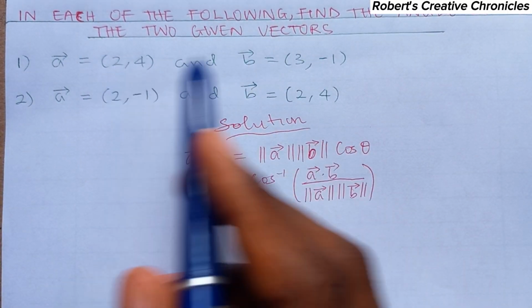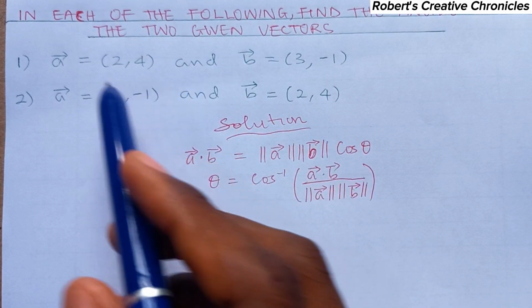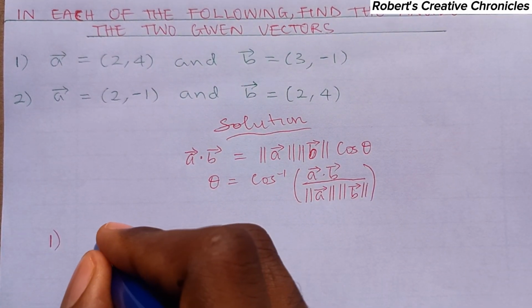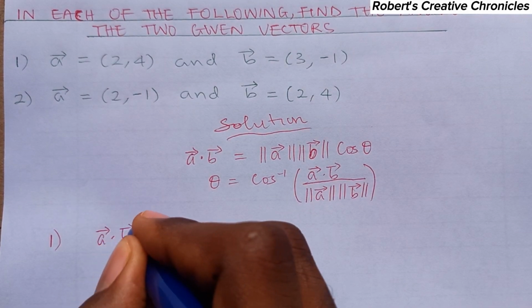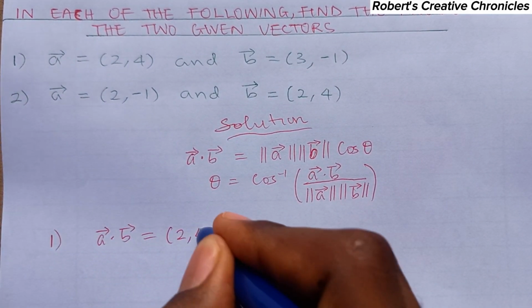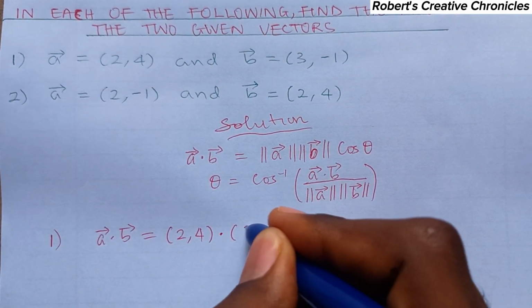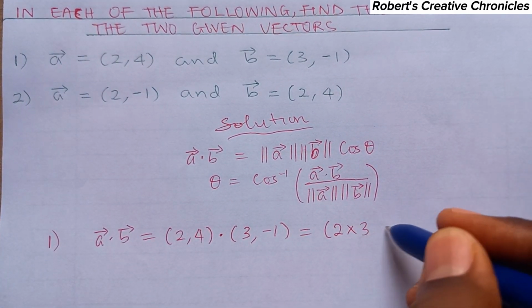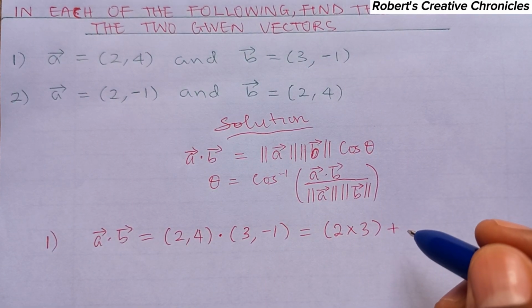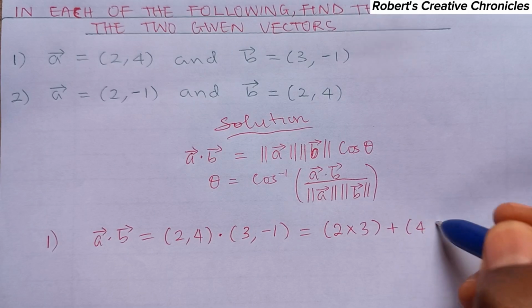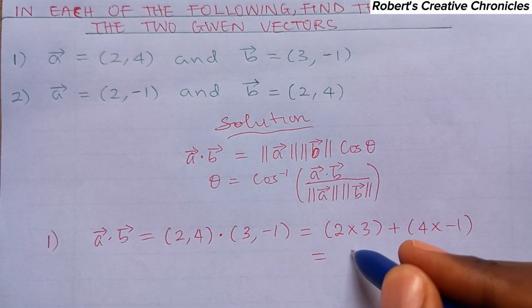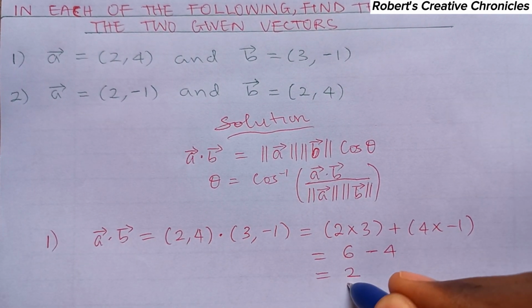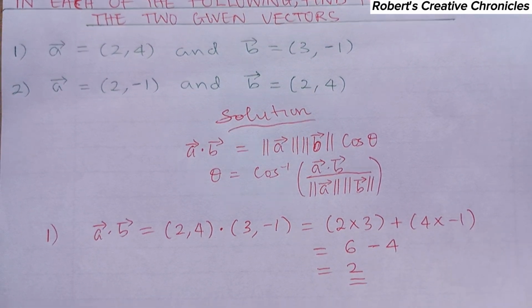So now we'll find the dot product and the magnitude of each vector. For the first one, let's find the dot product: (2, 4) dot (3, -1). So this becomes 2 times 3 plus 4 times minus 1. So this is 6 minus 4, which is equal to 2. The dot product is 2.